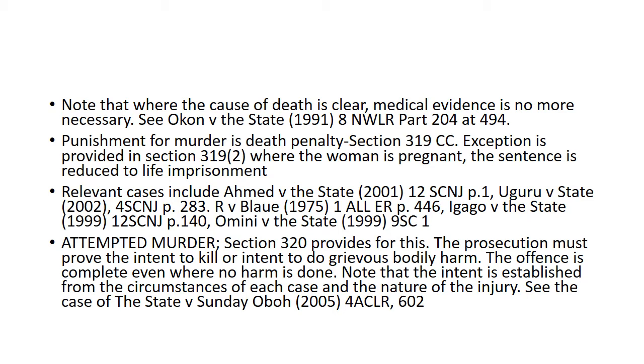Punishment for murder is normally the death penalty, as provided for in Section 319 of the Criminal Code. Again, the exception is found in Section 319, subsection 2, where a woman is pregnant and the death sentence is reduced to life imprisonment. Like I mentioned before, there are many cases on murder, and among these are the cases of Ahmed and State, Uguru and the State, Omini and the State, and so many others.